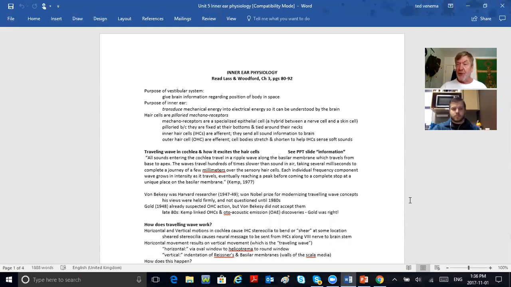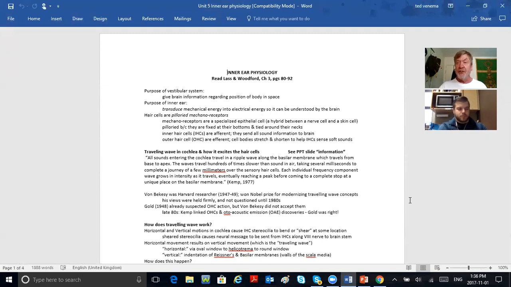So, a microphone is a transducer. It changes sound waves into electricity. A speaker is a transducer. It's a backward mic. It changes electricity back into sound. The ear is a series of various transducers. The middle ear changes sound waves into mechanical energy.